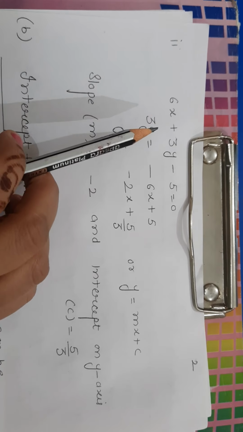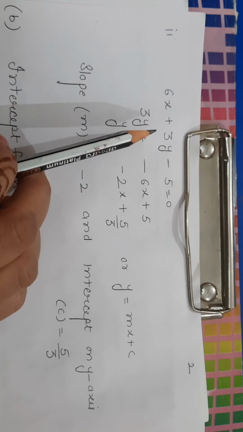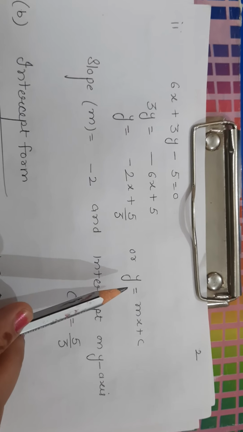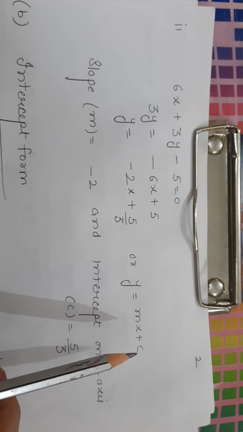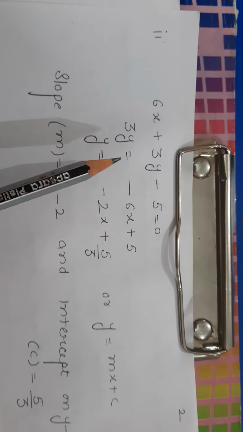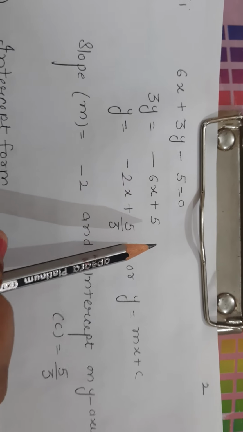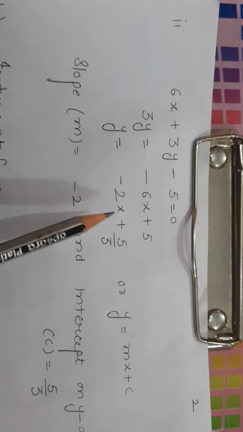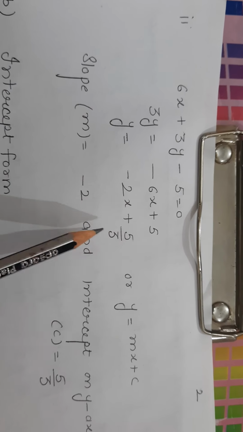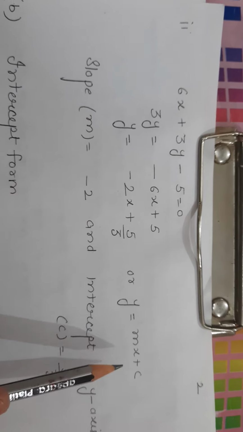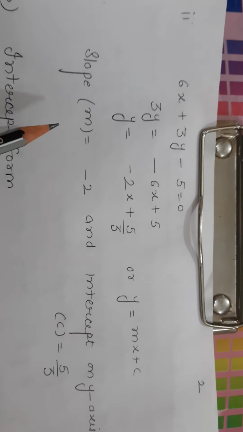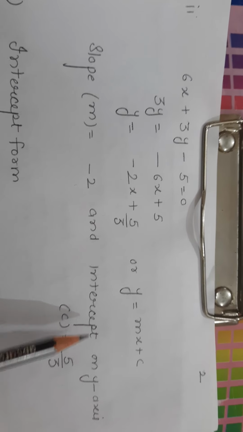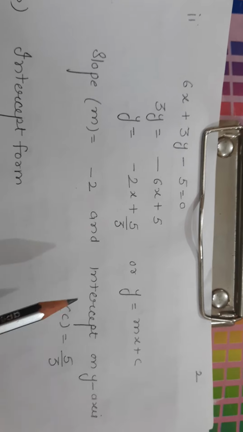One more question of the same type. Find slope and intercept on y-axis. So that means we are going to reduce this equation to the form y is equal to mx plus c. So here 3y is equal to minus 6x plus 5. Now divide by 3 on both sides. You will get y is equal to minus 2x plus 5 by 3. If you compare these two equations, the slope m is minus 2 and the intercept on y-axis, that means c, is 5 by 3.